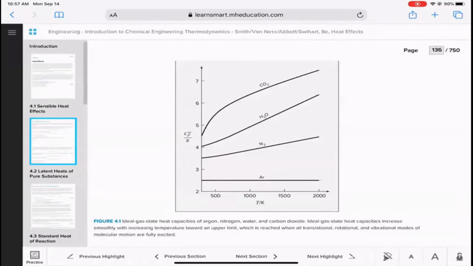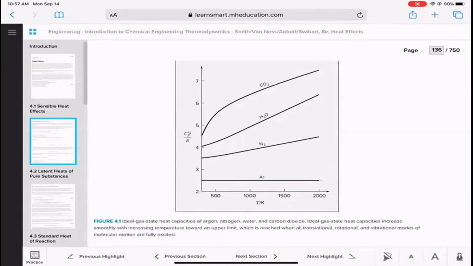Think about what CP was on our document just a second ago. It's 5 halves R. So the plot here is CP divided by R, so CP over R should be equal to 2.5. And that's exactly what you see here for argon. So assuming that argon is a simple ideal gas appears to be fine.